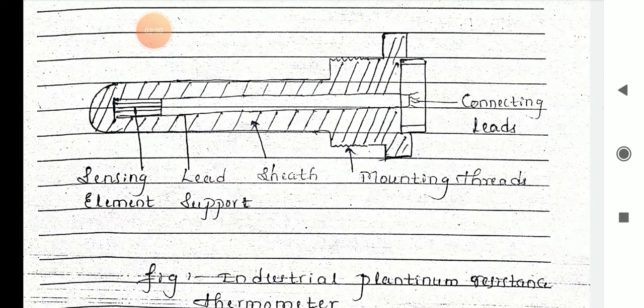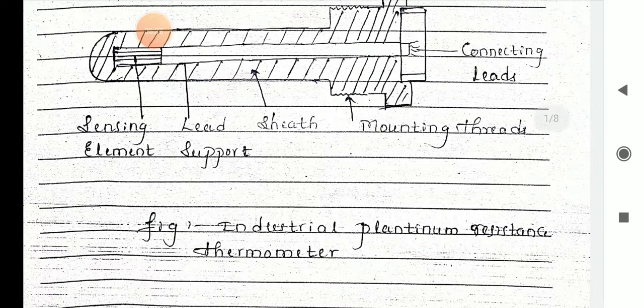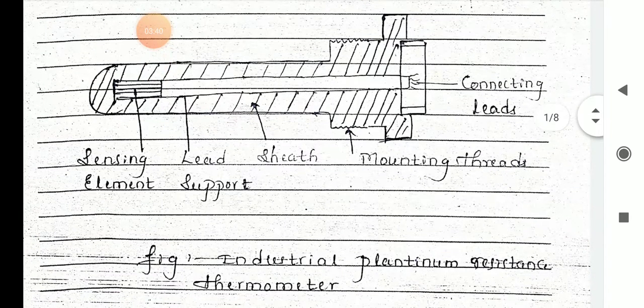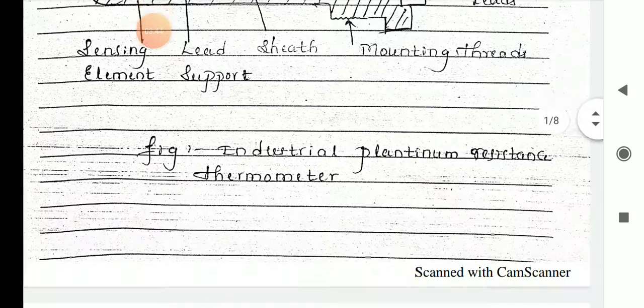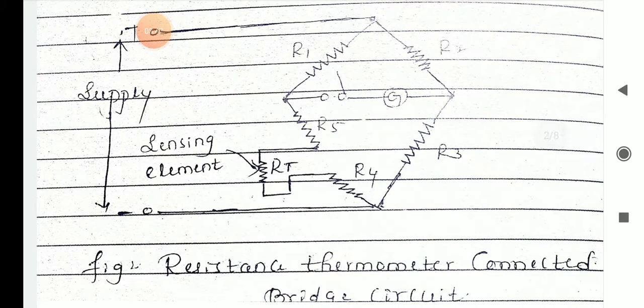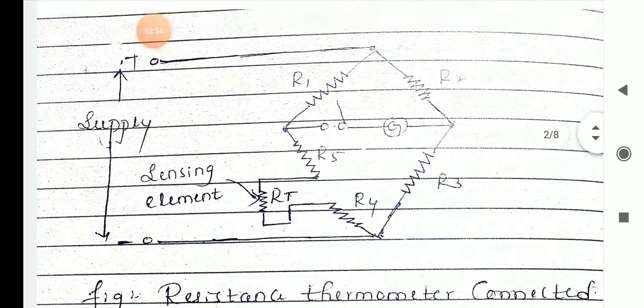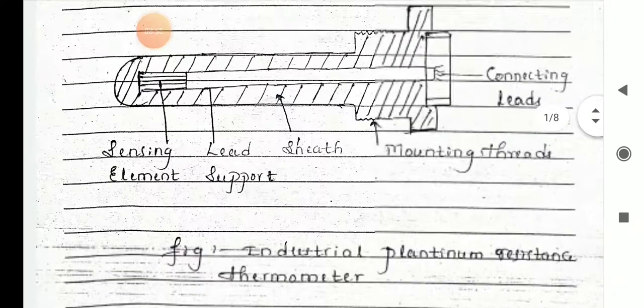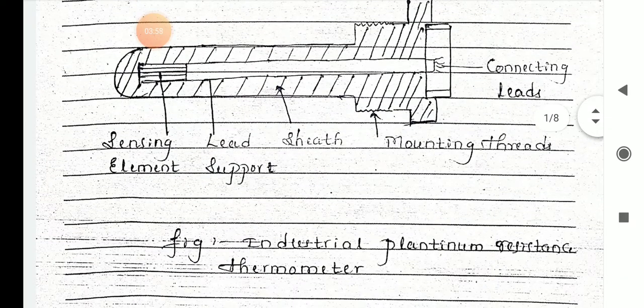Next, as you observe in the diagram, the industrial platinum resistance thermometer. By using this we will discuss the construction, and we will also move on to the working using this resistance thermometer connected in a bridge circuit. Using the bridge circuit we can discuss the working, and using this diagram we will discuss the construction part.